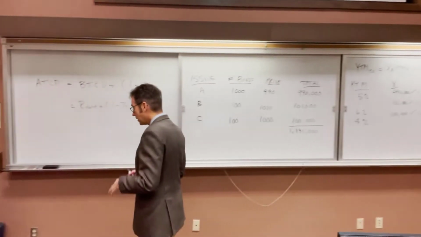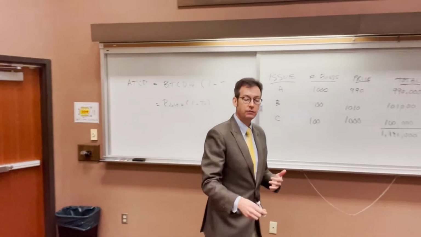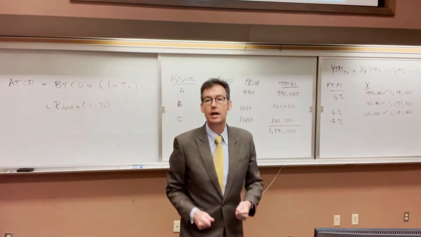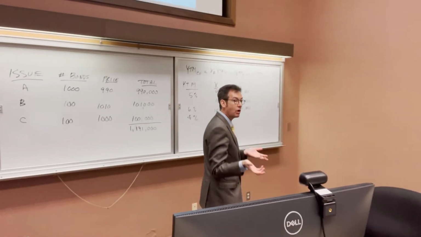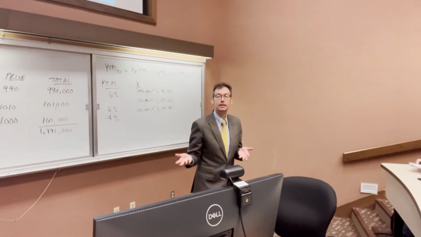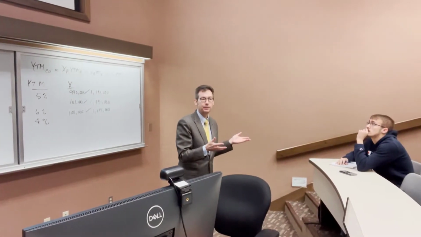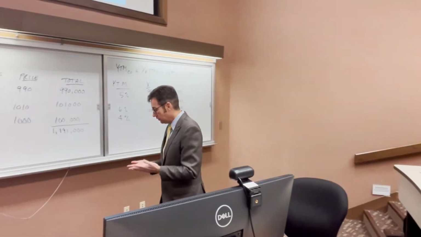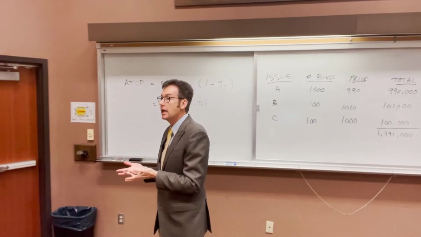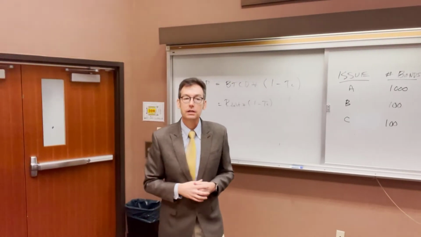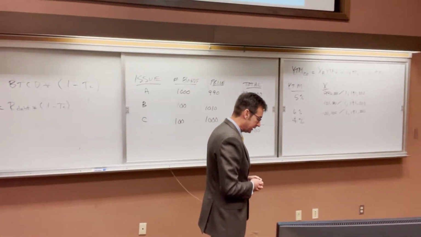Now, let's talk about projects that are more or less risky than the company itself. So far, we've got the weighted average cost of capital. And that tells you, given the risk of the company overall and how it's financed, what we are required to pay. Now, what if you've got projects that you're examining and they might be riskier or less risky than the overall company? Let me give you an example here.